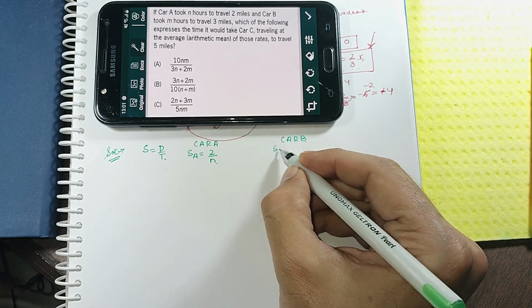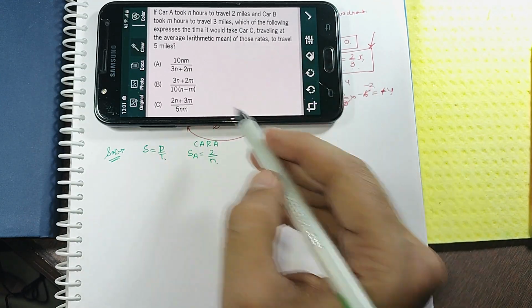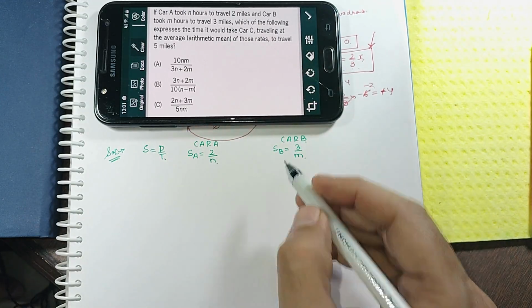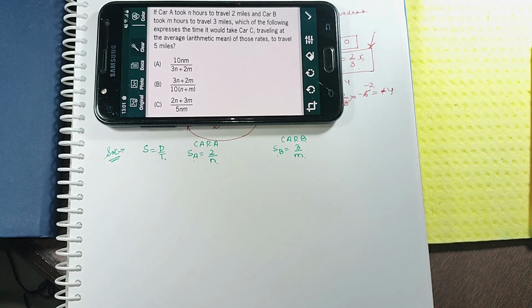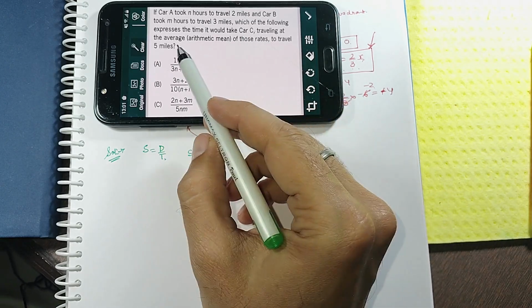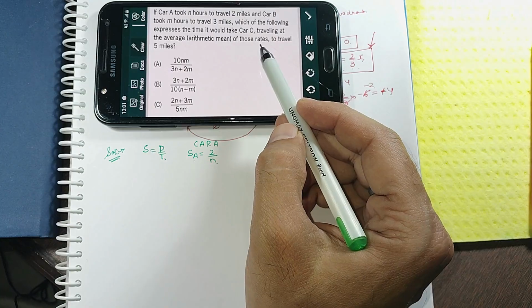Now for the speed of car B, 3 miles is the distance traveled and it took m hours to travel this, so the speed is 3 by m. So this is the speed of car B and this is the speed of car A. Now we have been given that the speed of car C is equal to the arithmetic mean of these two rates. Rates is basically referring to the speed.